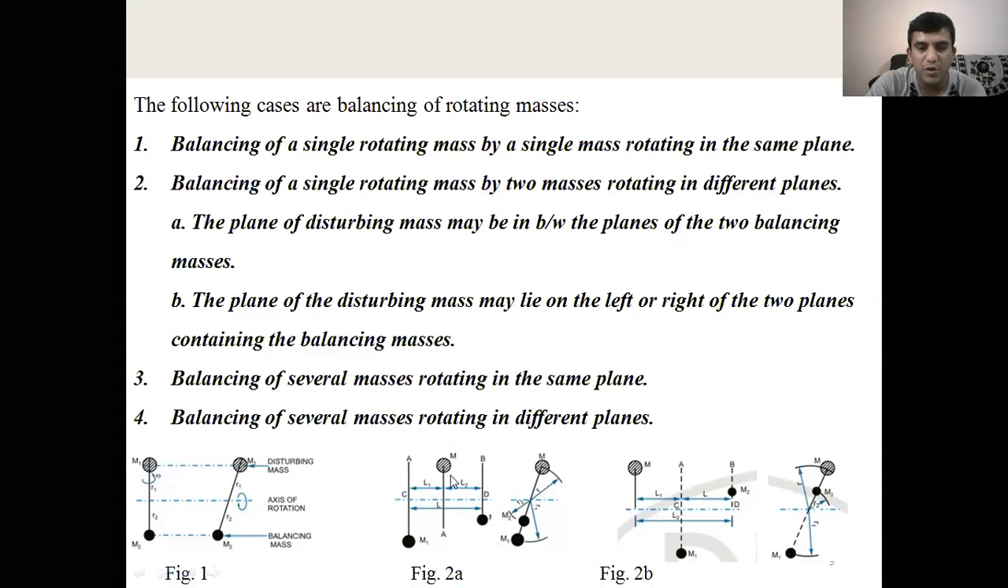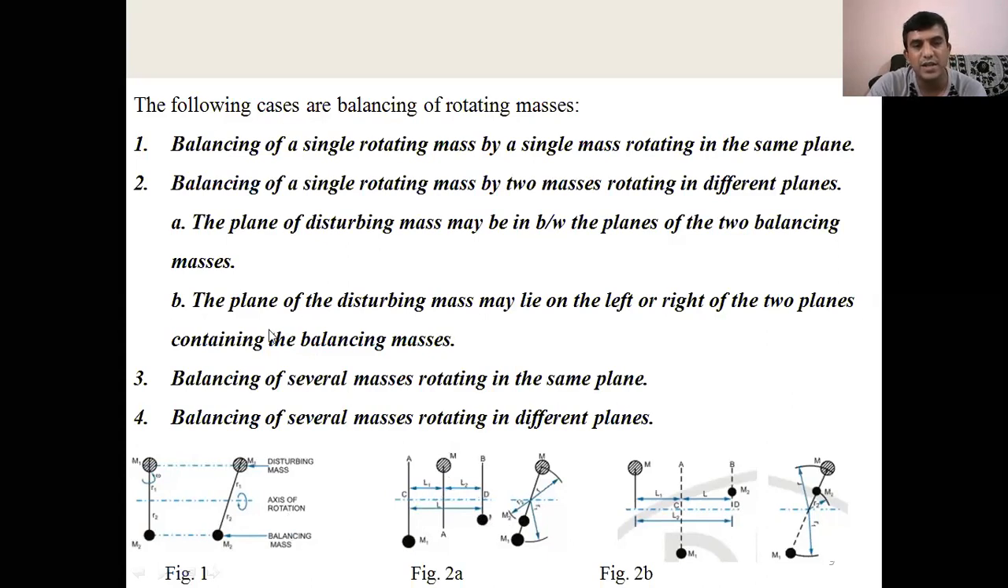To balance this disturbed mass, we put two other masses, counter masses or balancing masses. The disturbed mass lies here, in between the counter masses or balancing masses. That is sub case number 1 of the second case. The counter masses are not in the same plane; they are in two different planes, plane A and plane B, right?